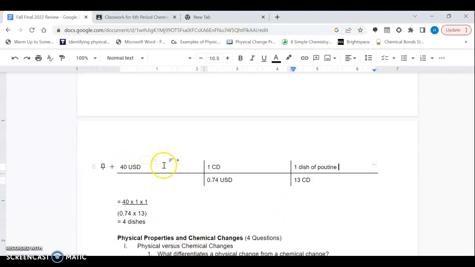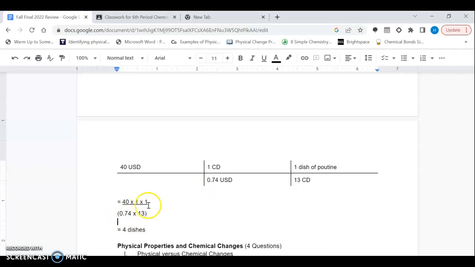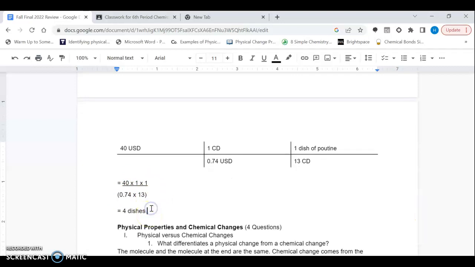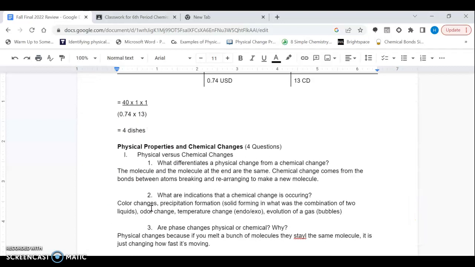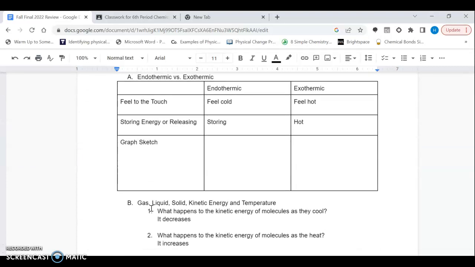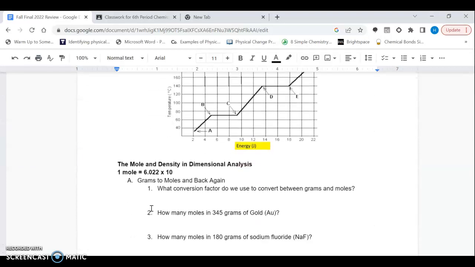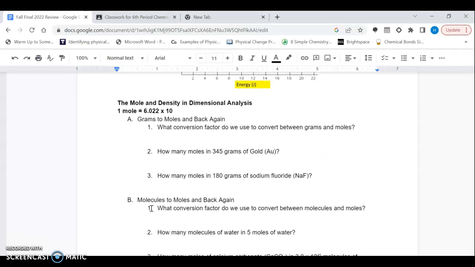So again, everything on top multiplies across, 40 times 1 times 1. Everything on bottom multiplies across, 0.74 times 13. And you do the top, do the bottom, and then divide the top by the bottom. What you're going to find is that you can buy about 4 dishes of poutine. Seems like a good amount of poutine. All right, we're going to move on down here to this other type of dimensional analysis.